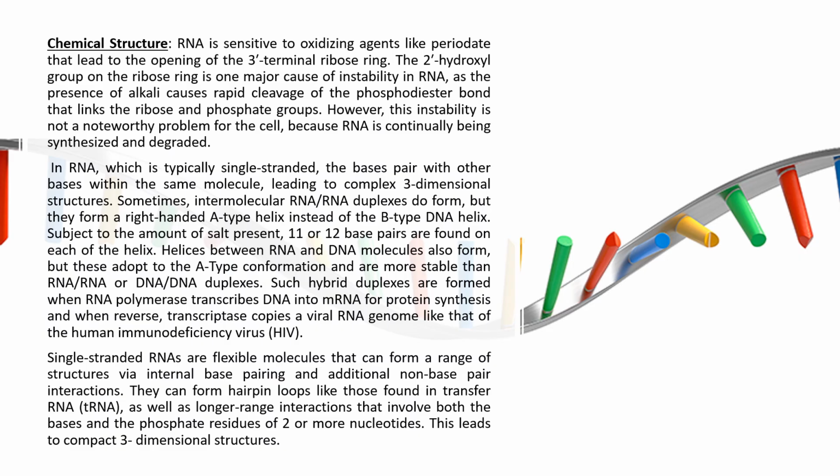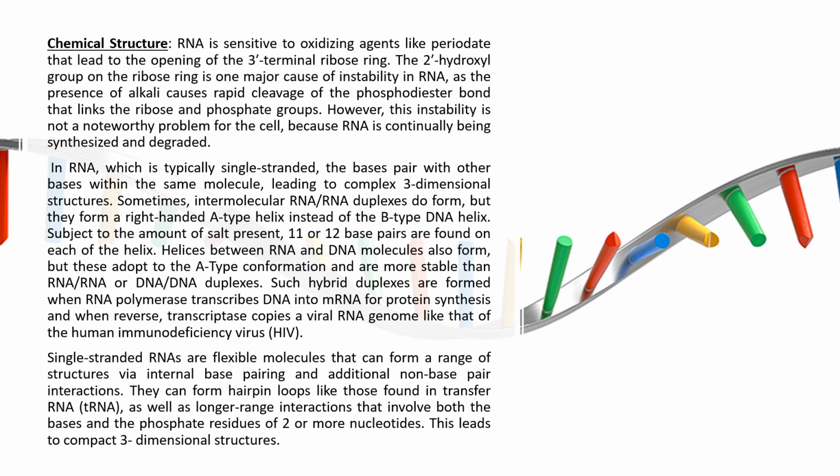Now, in terms of the chemical structure, RNA is sensitive to oxidizing agents like periodate that lead to the opening of the 3-terminal ribose ring. The 2-hydroxyl group on the ribose ring is one major cause of instability in RNA, as the presence of alkali causes rapid cleavage of the phosphodiester bond that links the ribose and phosphate groups. However, this instability is not a noteworthy problem for the cell because RNA is continually being synthesized and degraded.